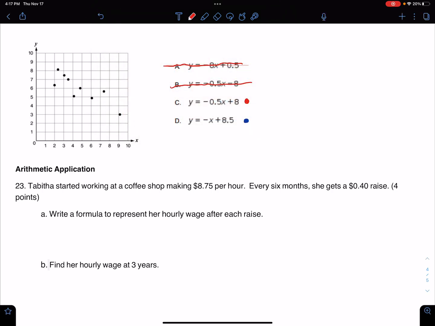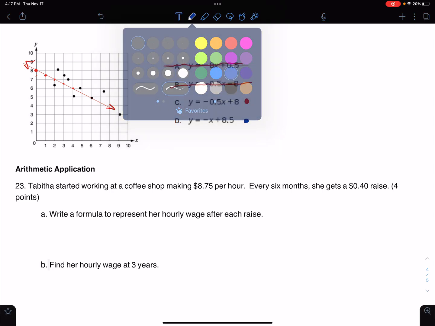Okay, so C goes up 8, and it goes down 0.5 over 1, and I put a dot. Down 0.5 over 1, and I put a dot, and again. So this line goes right through all of these dots, essentially. Okay, so that's my red line, or answer number C.